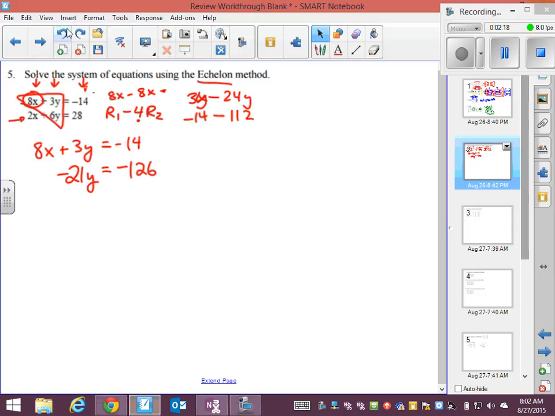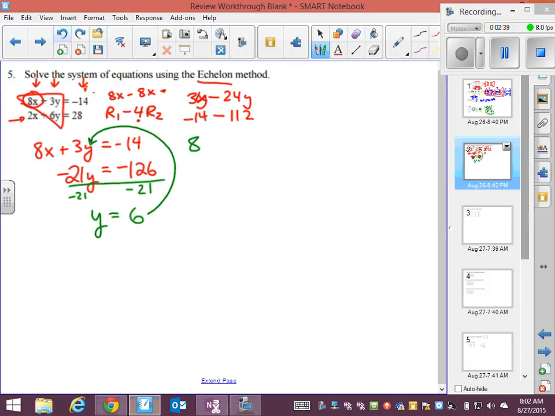So the rest of this is called back substitution, because once I see this bottom equation right here, that should be pretty easy for me to solve. I'm just going to divide by negative 21, and that's going to be y equals, what is that, 6? Y equals 6. And then back substitution, I'm going to plug that into my top equation.